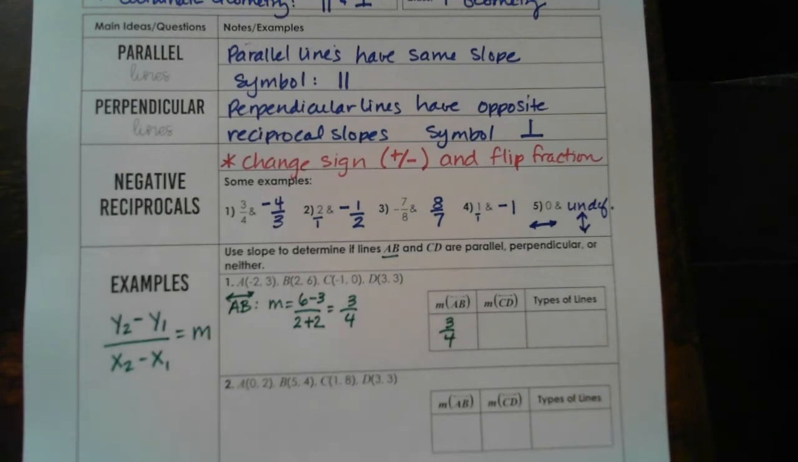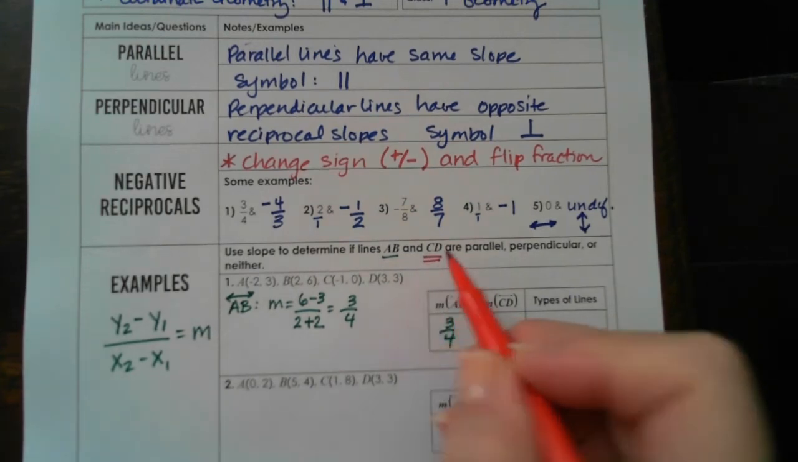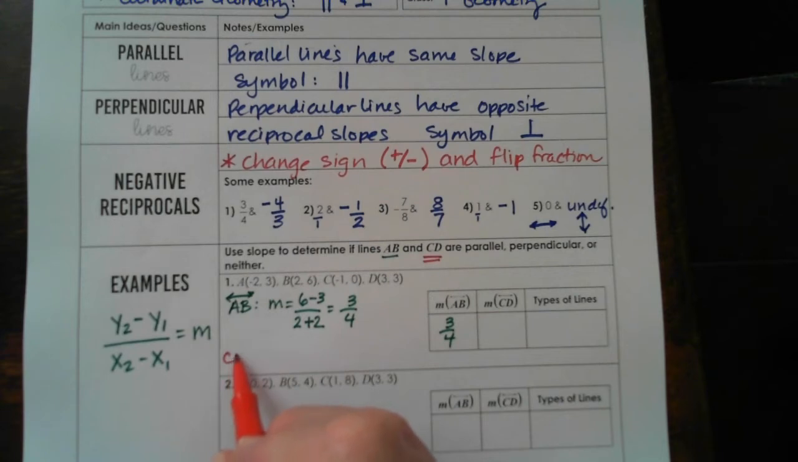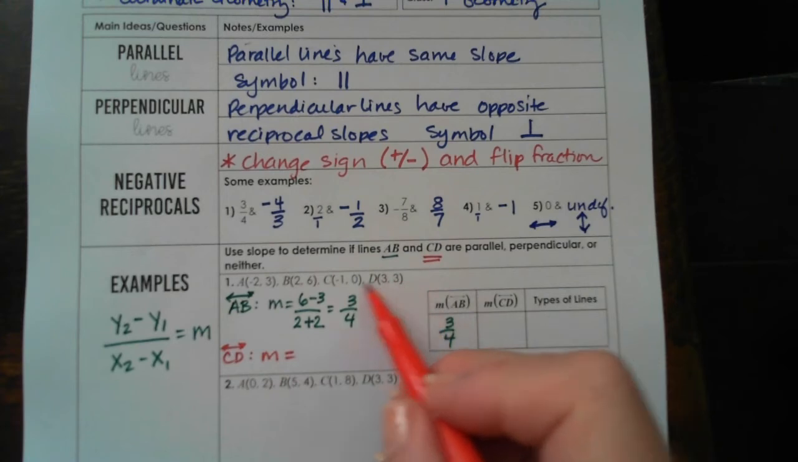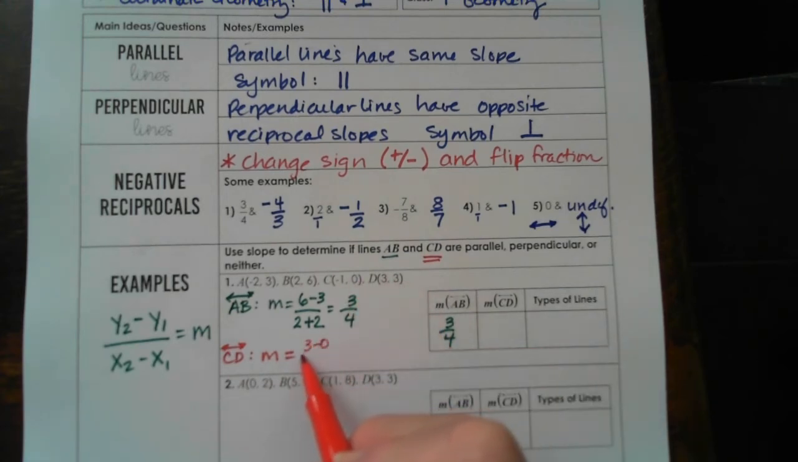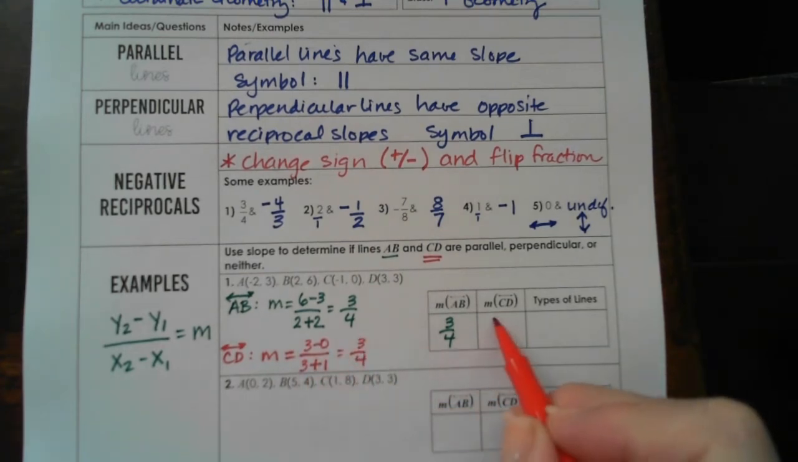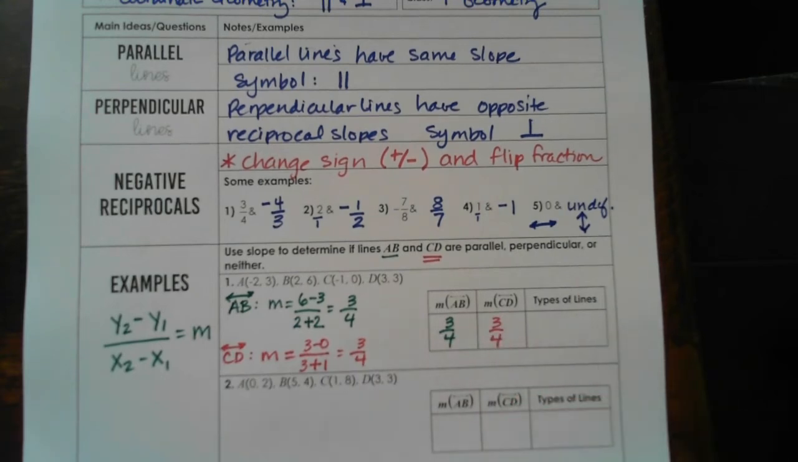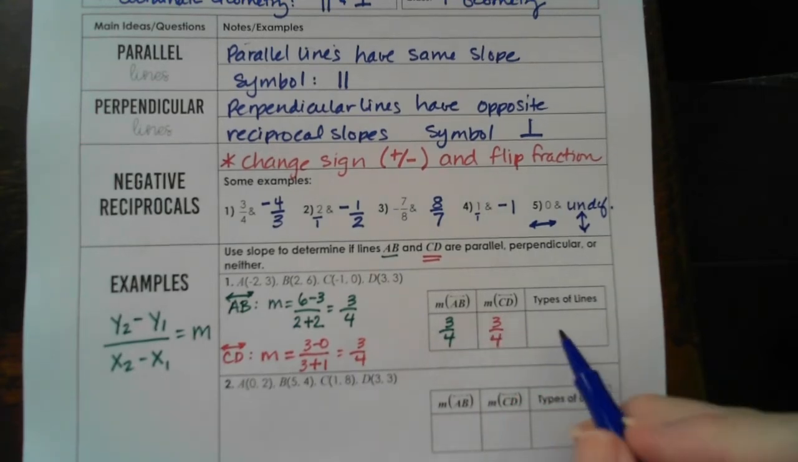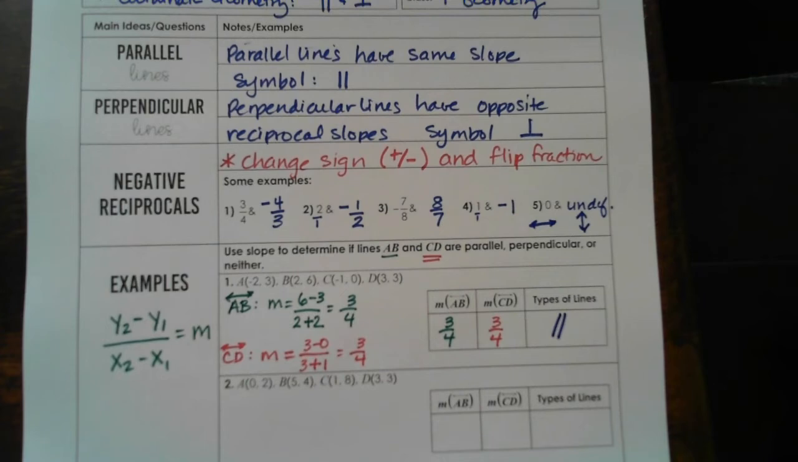And now we're going to find the slope of line CD, which I'm going to be doing in red. So the line CD has the slope which is going to be, I'm going to subtract my y's, 3 minus 0. Subtract my x's, 3 minus negative 1, and that's going to give me 3 over 4. And since they are the same slopes, that means that they are parallel lines. So I'm going to use the symbol for parallel.